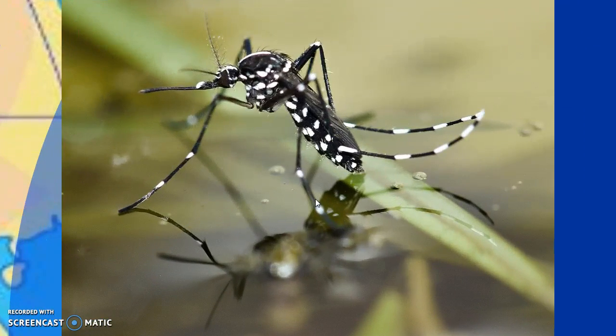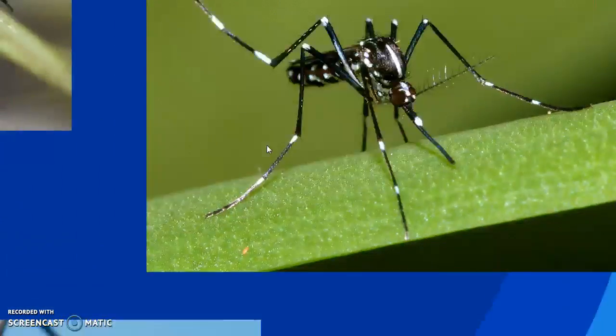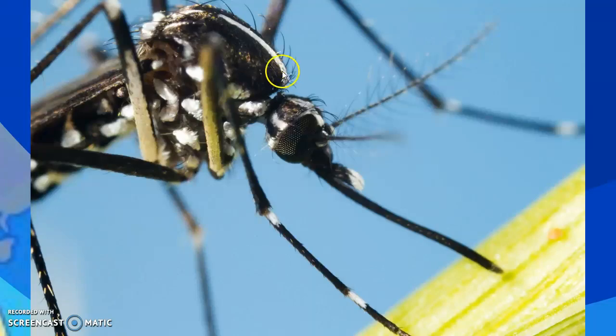So they're distinguished by their black bodies with the white stripes, and the most prominent one being on its backside. There are 3 pairs of long, slender legs, a slender body, and there's 1 pair of narrow wings. And this is the white line on its backside.